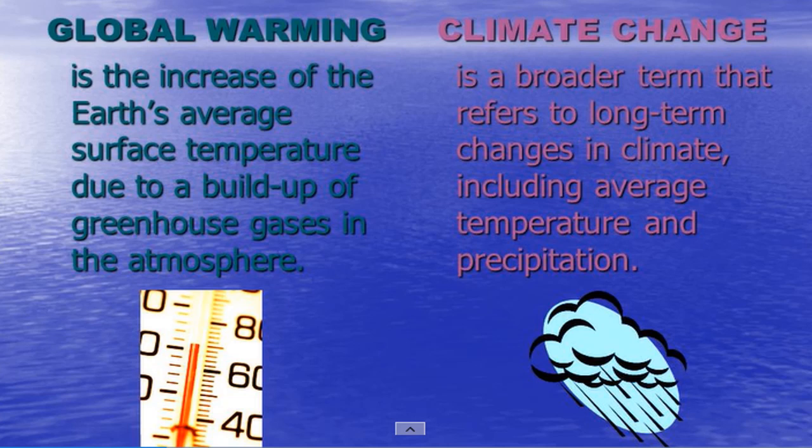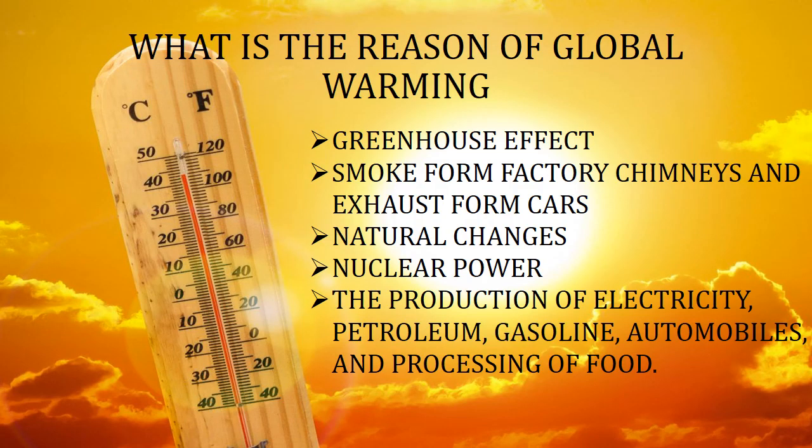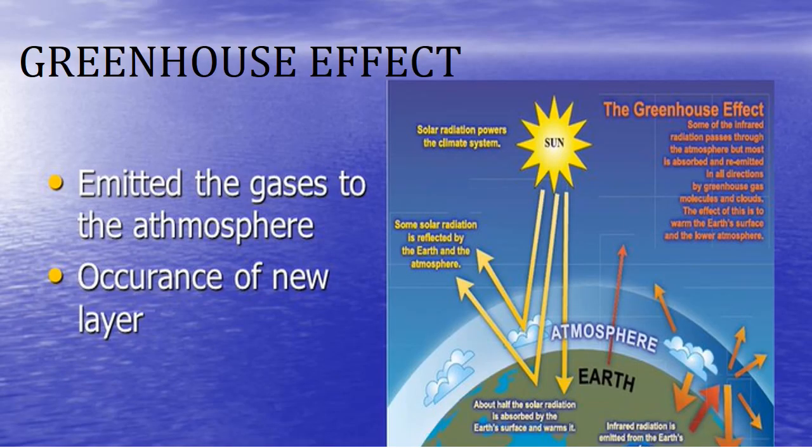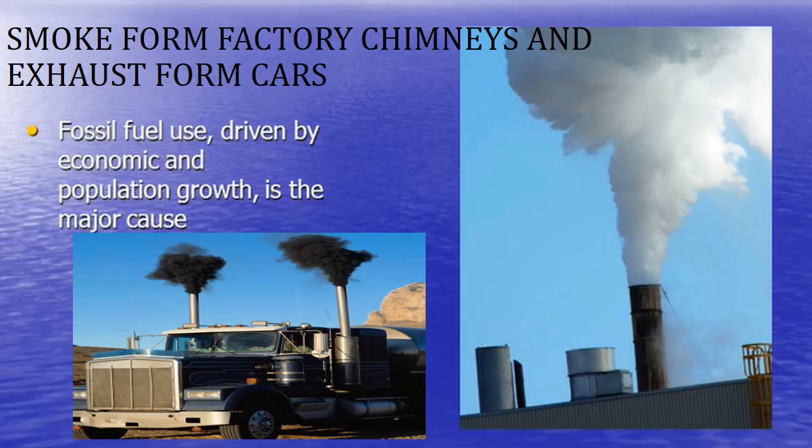Climate change is a broader term that refers to long-term changes in climate, including average temperature and precipitation. What is the reason for global warming? The greenhouse effect. Smoke from factory chimneys and exhaust from cars. Natural changes. Nuclear power and the production of electricity, petroleum, gasoline, automobiles, and processing of food. Greenhouse effect: gases emitted to the atmosphere form a new layer.